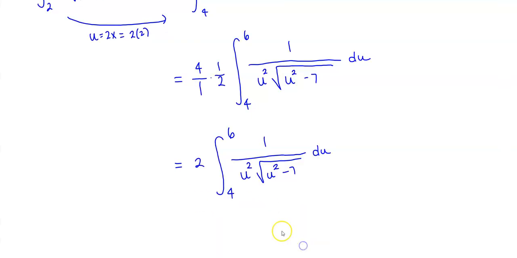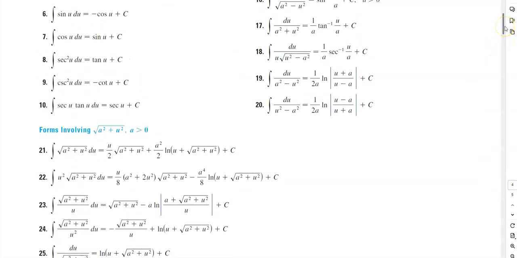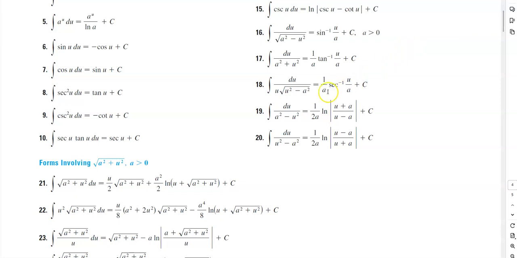So we're looking for u squared times the square root of u squared minus 7. So we're looking for something that's similar to that. Okay, so this has a plus. Here is u times the square root of u squared minus a squared. So it's not that one.